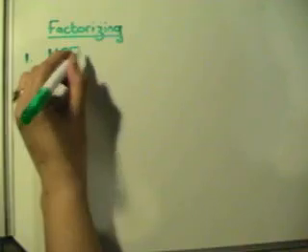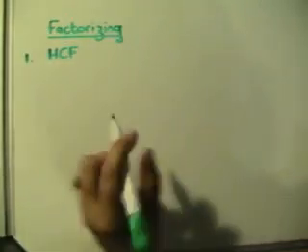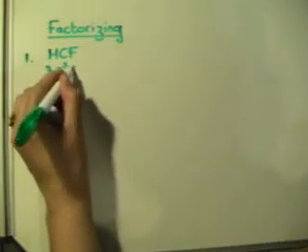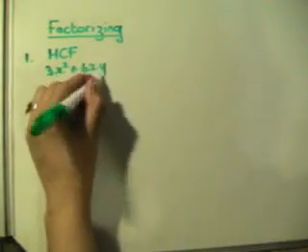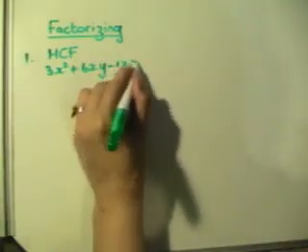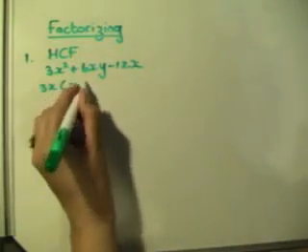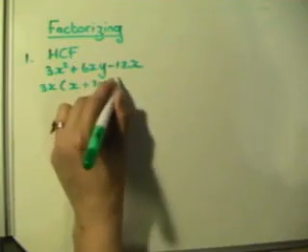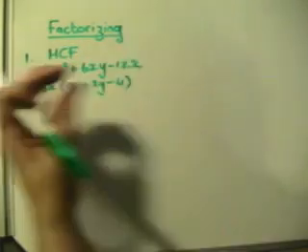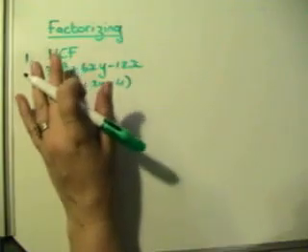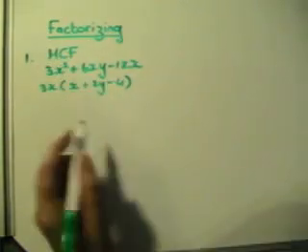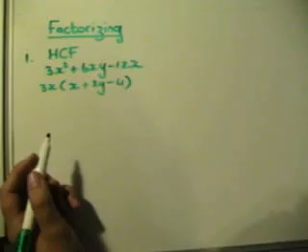The first type of factorizing that you get is taking out the highest common factor. Now this is where, say for instance, I have 3x squared plus 6xy minus 12x, and I take out a highest common factor 3x, leaving me with x plus 2y minus 4. This is the procedure I call taking out the highest common factor, and this is the first type of factorizing that you must be able to do.